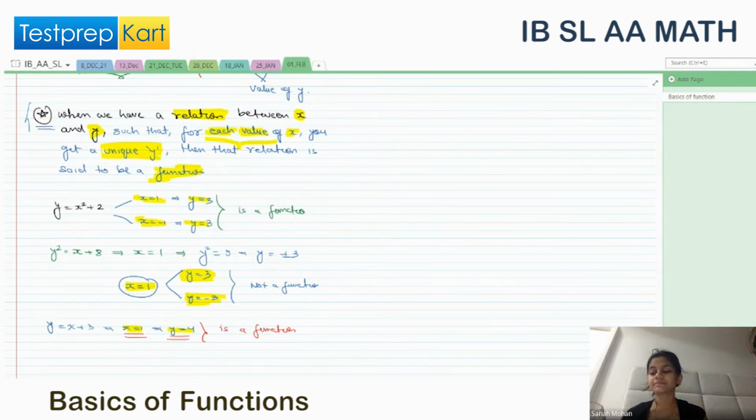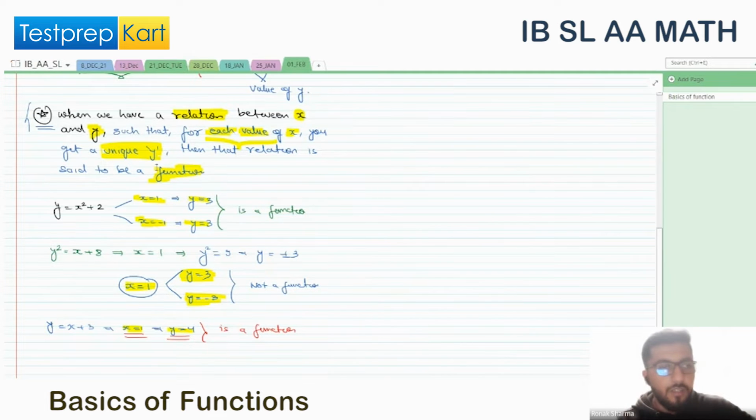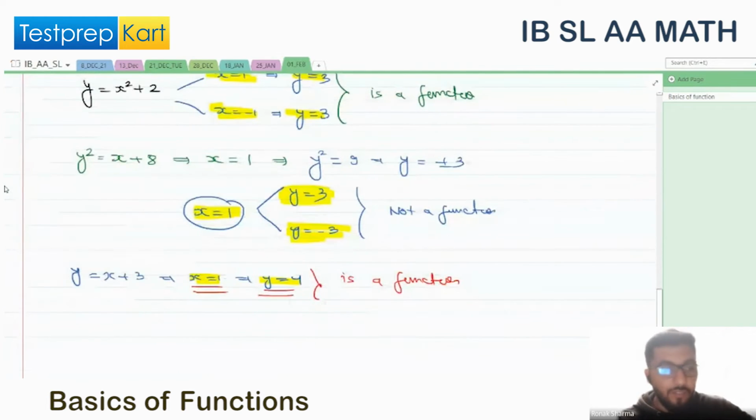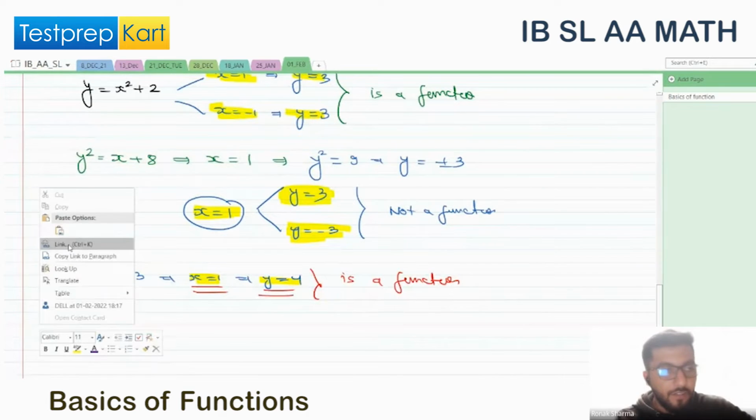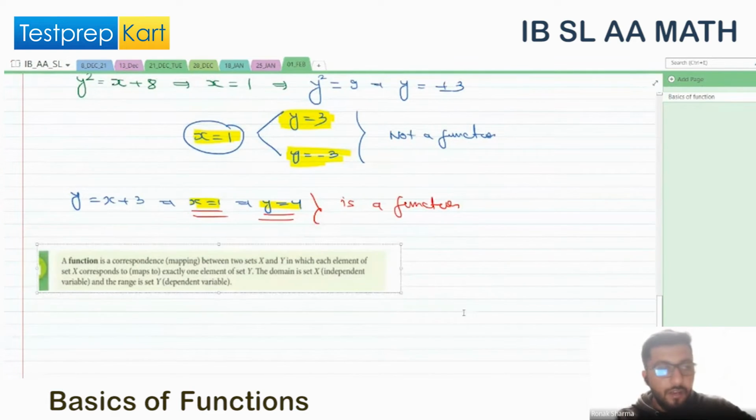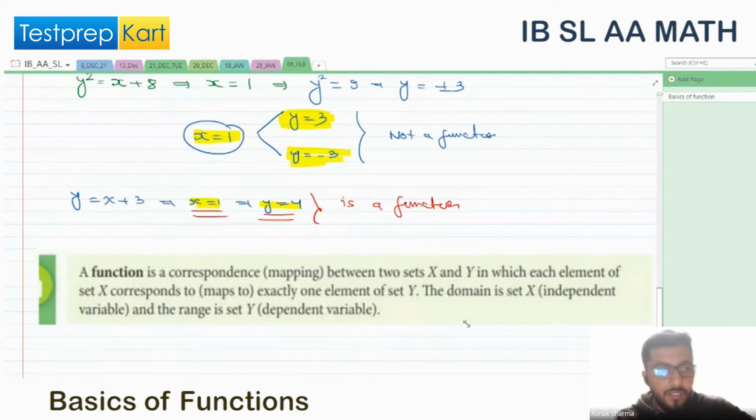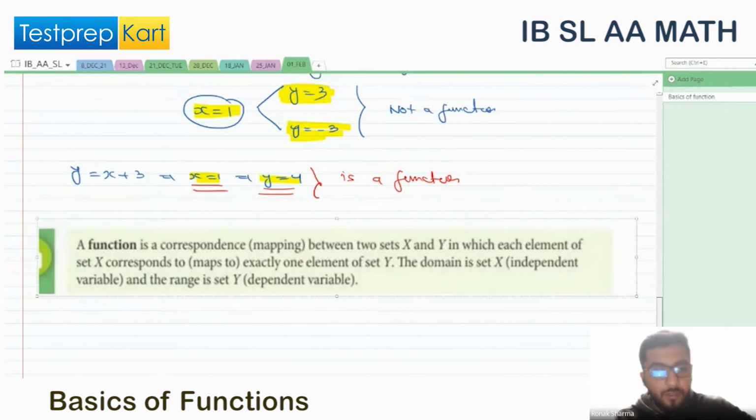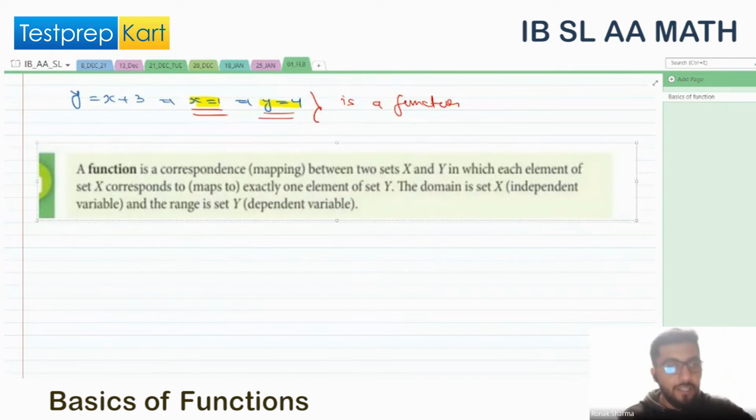I copied it down. Okay. Now let us move forward. So now I'll give you the actual formal definition for the function. Now what is it? See, a function is simply a correspondence, basically mapping between two sets, that is X and Y, in which each element of set X corresponds to, or basically maps to, exactly one element of set Y. So it is the same thing that I have just explained to you. Now they're talking in terms of sets. So let me draw.